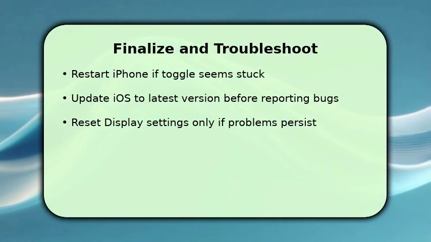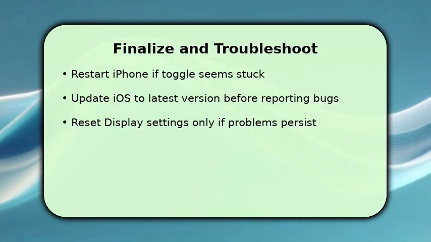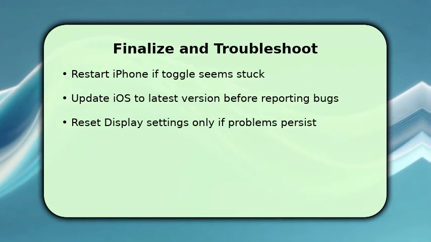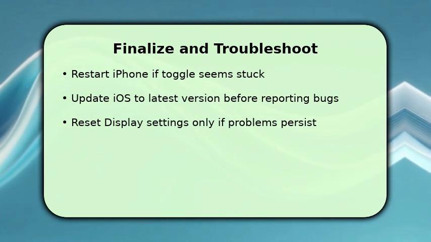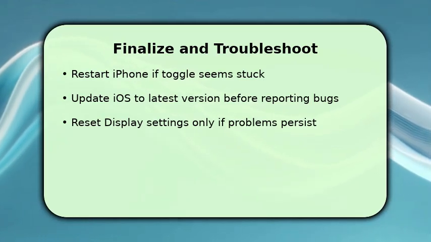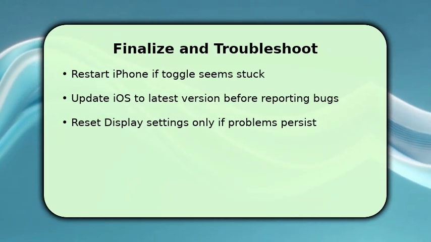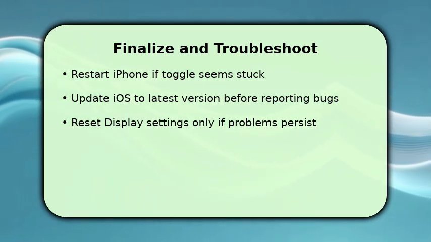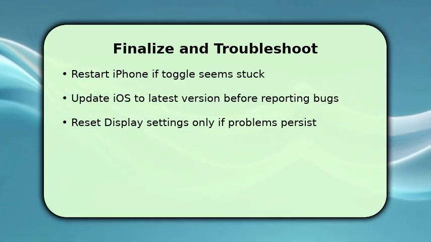After turning Always on Display off, restart your iPhone to ensure the setting applies system-wide. Press Volume Up, Volume Down, then hold the side button until the power slider appears. If the toggle won't stick or the screen still shows content, update iOS. Many glitches are fixed in updates. If problems persist, reset display settings or contact Apple support.